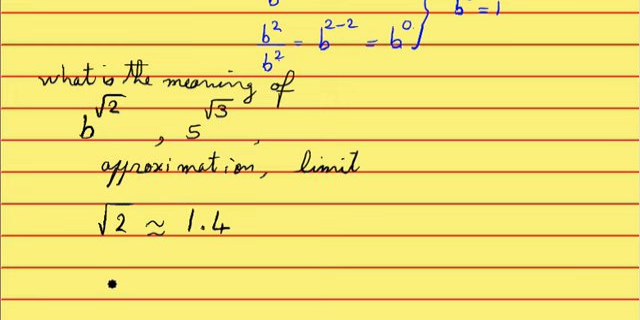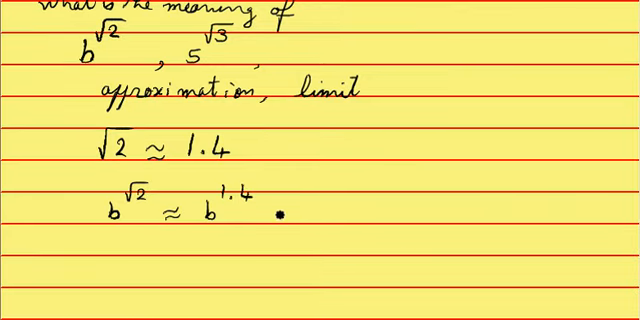So I might think about b raised to the power of square root of 2 being approximately the same as b raised to the power of 1.4. Well, what is b to the power of 1.4? We hadn't written a decimal exponent before, but that's not a major headache. b to the power of 1.4 is the same as, I can write 1.4 as 14 over 10. In that case I can write it as the 10th root of b to the power of 14. So one approximation for this is given by this expression here.